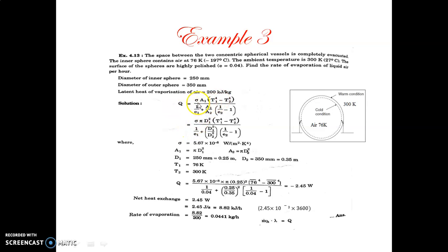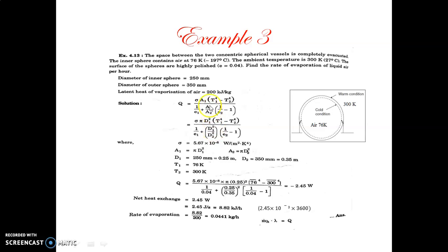So first we use this formula. Q is equal to sigma A1 into the bracket T1 to the power 4 minus T2 to the power 4, divided by 1 upon E1 plus A1 upon A2 multiplied by bracket 1 upon E2 minus 1 bracket complete. Here sigma is the Stefan-Boltzmann constant, A1 is the area of the inner sphere, and A2 is the area of the outer sphere.